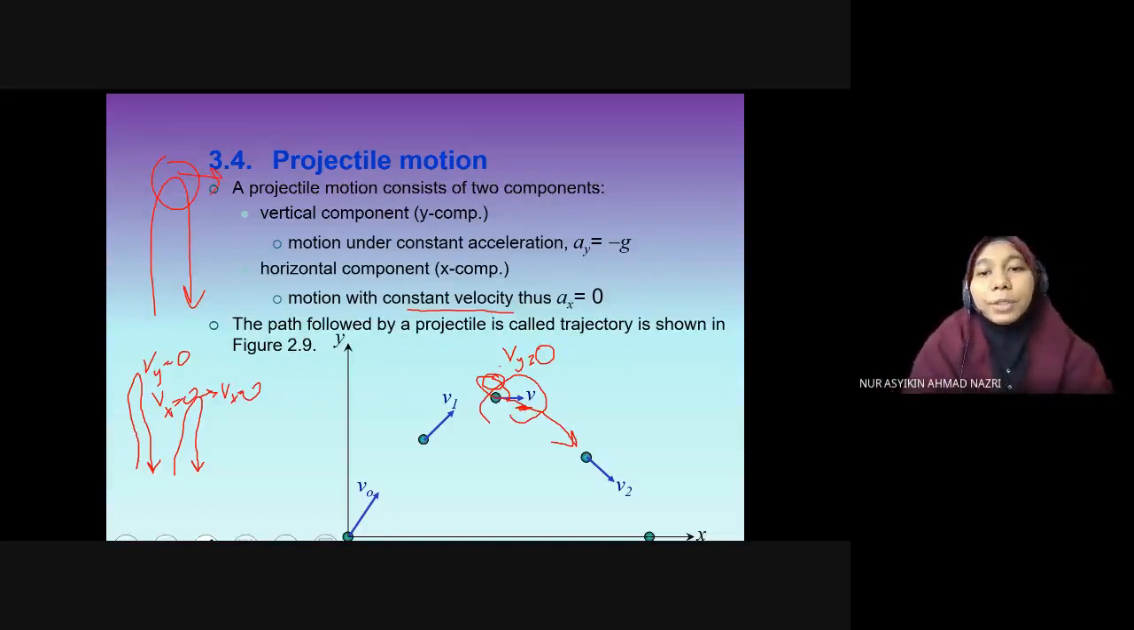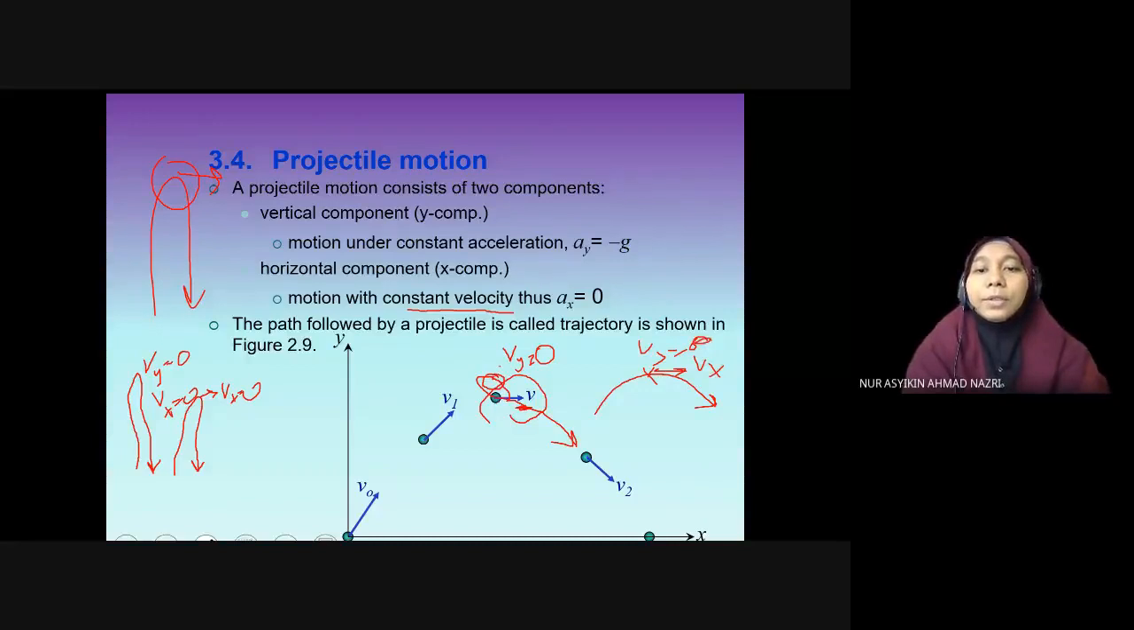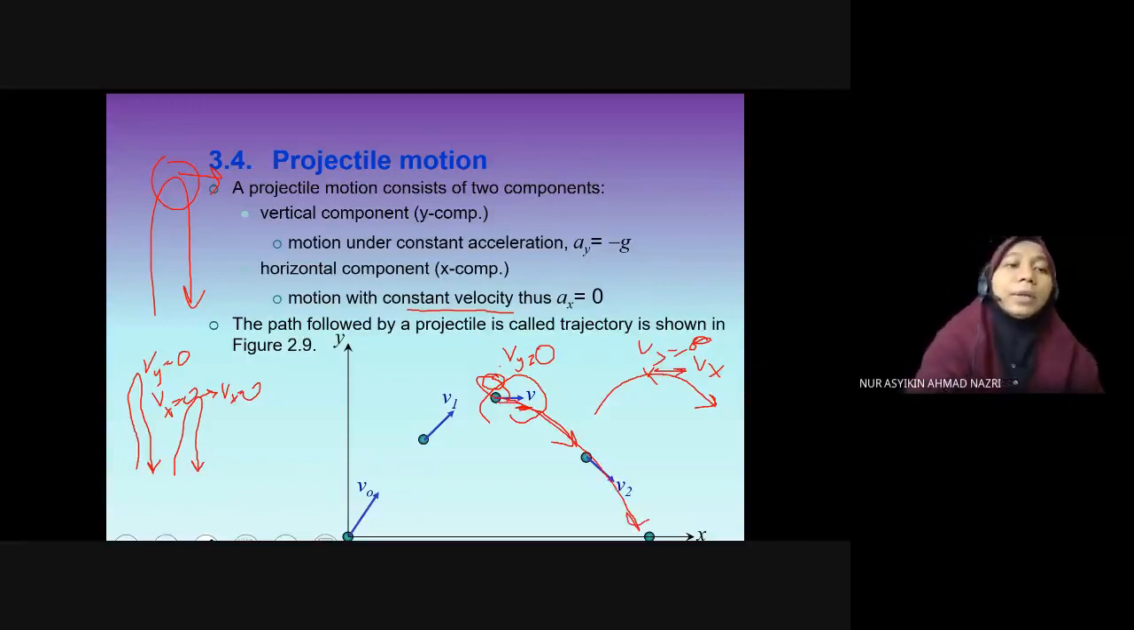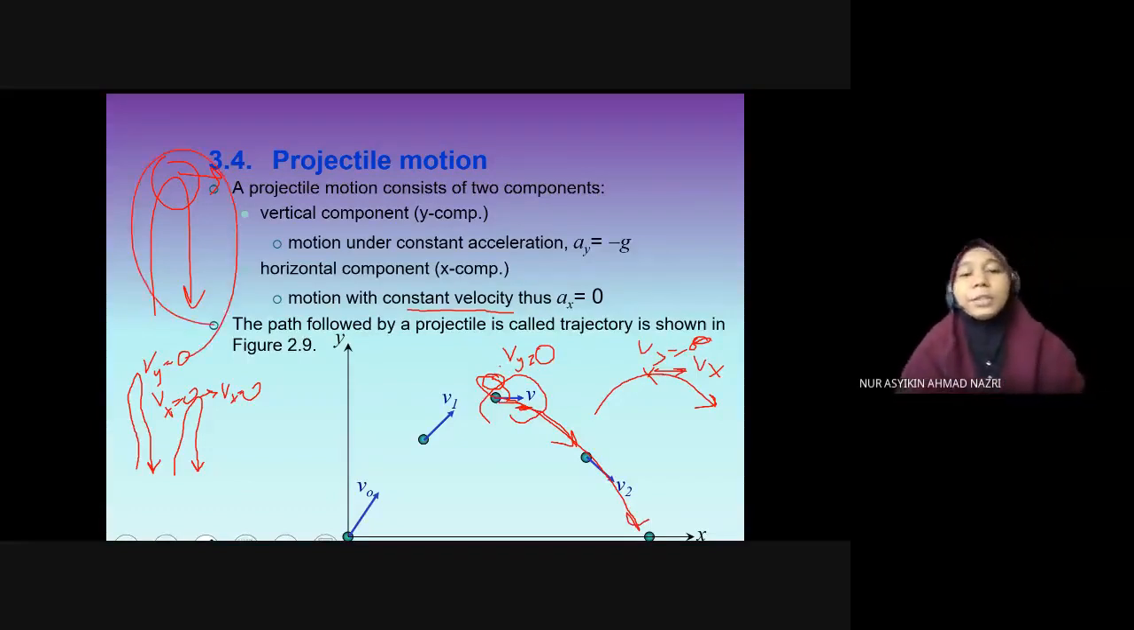But for projectile motion, the difference is that it goes up, and at the top your Vy equals 0, but you have Vx in this direction. That is what causes the object to complete this trajectory to here. Do you understand? So it is not the same as your free fall. That's the difference.